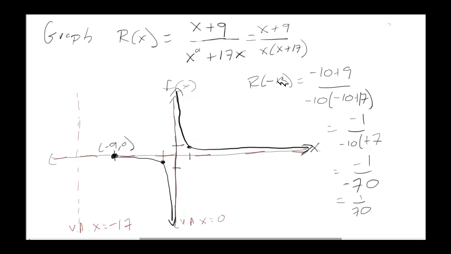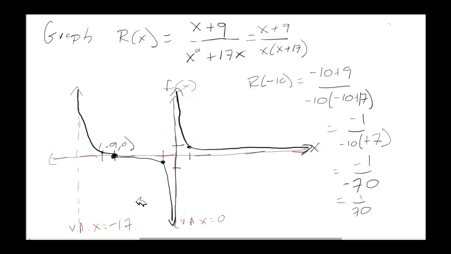Okay, so I plugged in -10, top and bottom, did the algebra. Let's see, top turns into -1. Here I have -10 times a positive 7, that's -70, and negative over negative turns positive. So at -10, the function is at 1/70th, which is like right there. Okay, since this is above, it's got to stay above. It's going to try to climb the wall that way.